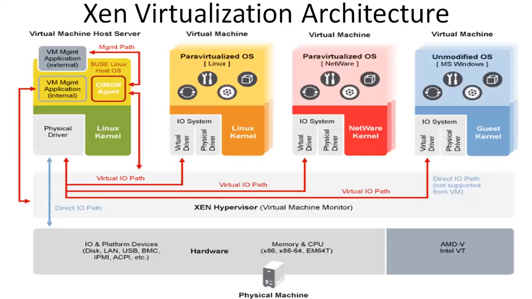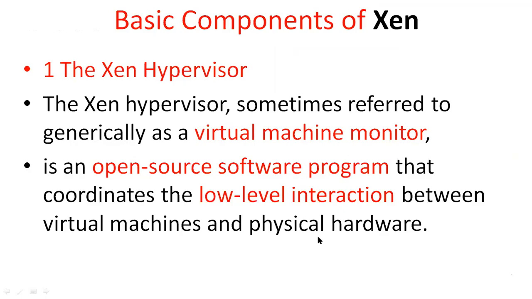Here, for example, at the bottom we have the hardware. Here there is a coordination, a connection, a controlling of information between a virtual machine and the hardware, done by the Xen hypervisor. The Xen hypervisor is an important thing.